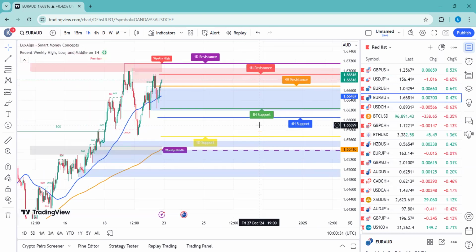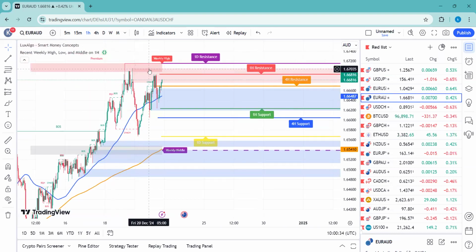So let's go over to the GBP/USD. You can see it created a premium. My script works with the smart money concepts. So you can see that it created a premium with the weekly high and a daily resistance, and an order block was generated. You can see that price tested the daily support. So guys, this script is so awesome.